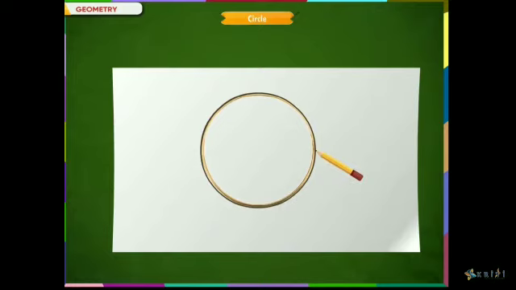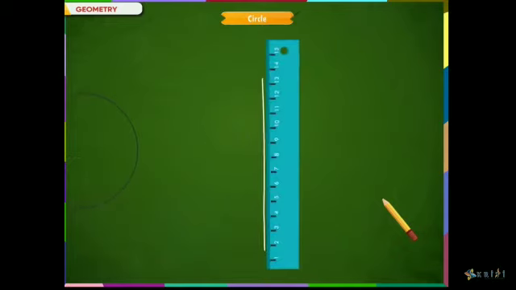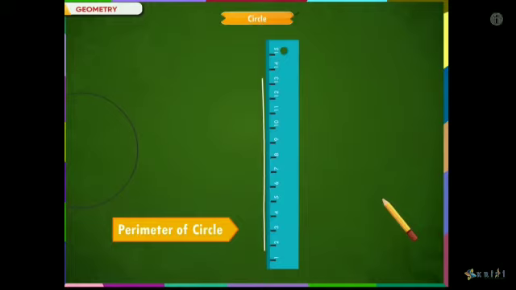Take a bangle and place it on a sheet of paper, and starting from a point, move the pencil along its curved edge. We get a closed curve, and this closed round curve is called the circle. Take a thread and place it along the edge of the circle, starting at a point and ending at the same point. Now, measure the length of this thread. This length is called the circumference of the circle.